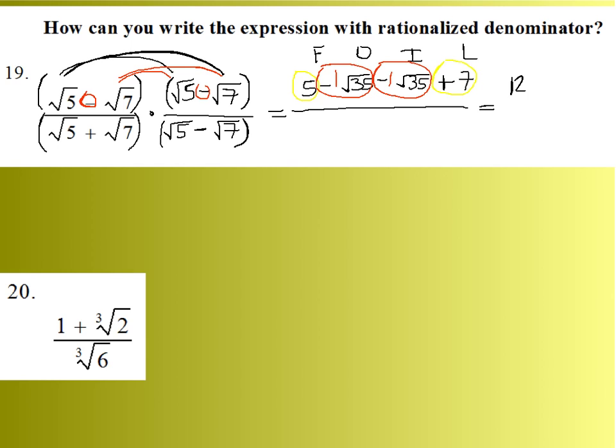Our coefficients here are 1 and 1. So negative 1 minus 1 is negative 2, and the like term square root of 35. So that's the simplified version of our numerator.